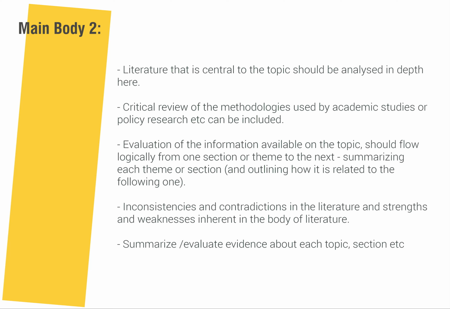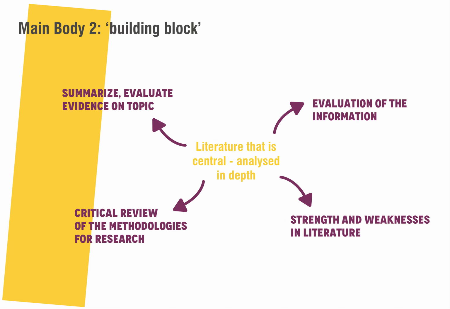But the final objective of this writing up process is to summarize and evaluate that evidence and present it to somebody in a way that explains not only what's there, but what you're thinking about that. So to go over that again, the literature that you're reviewing is central to the main body of your work, and it has 4 specific dimensions. The first is to summarize and evaluate evidence on a topic, to evaluate the way in which information and knowledge has been produced, to critically review, for instance, the methodologies for the research that you're drawing on, and to evaluate the strengths and weaknesses in the literature.